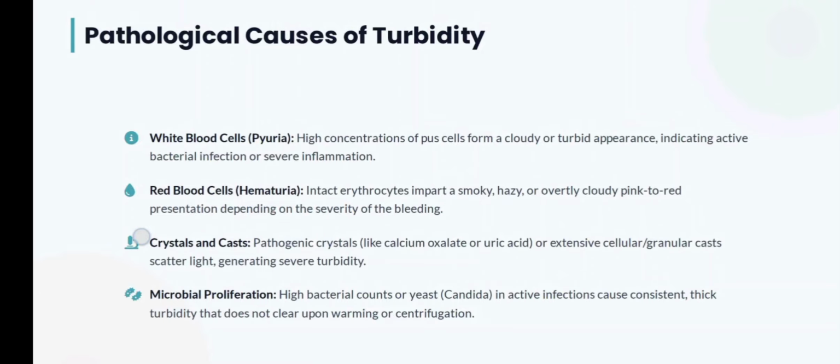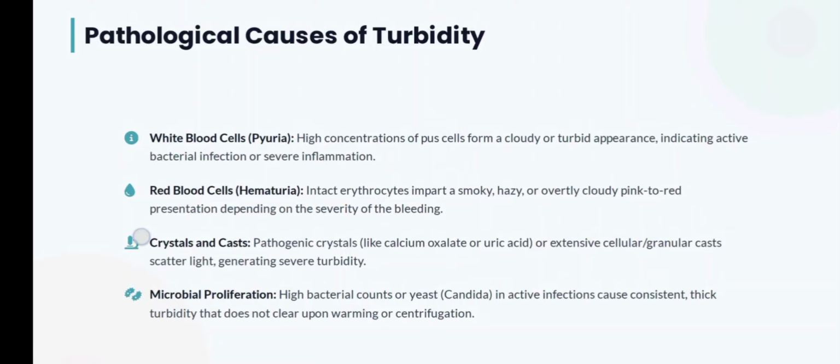Pathological causes of turbidity. White blood cells, pyuria. High concentration of pus cells form a cloudy or turbid appearance, indicating active bacterial infection or severe inflammation. Red blood cells, hematuria. Intact erythrocytes impart a smoky, hazy or overtly pink to red presentation depending on the severity of the bleeding. Crystals and casts.